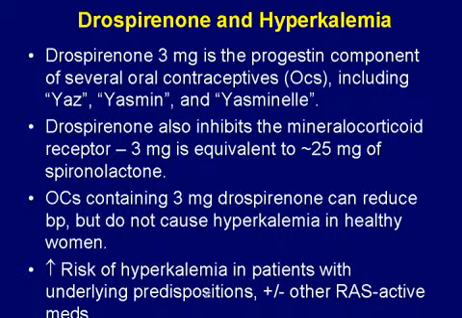Oral contraceptives, including this drospirenone, can reduce blood pressure because of this anti-mineralocorticoid activity, but they don't tend to cause hyperkalemia in healthy women. However, there is an increased risk of hyperkalemia in patients with underlying predispositions. For example, this patient who's got diabetes and early diabetic nephropathy and is taking an ACE inhibitor.